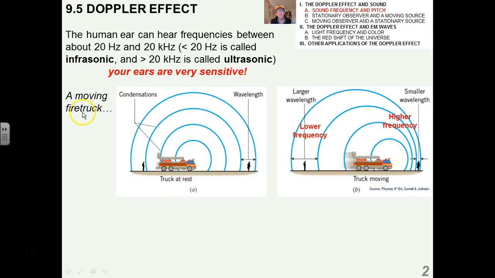So consider again a moving fire truck. This is essentially the same diagram I showed you in the previous slide. If the truck is at rest, the two people on either side hear the same frequency. You see the wavelength is the same distance on either side. As the truck is moving, what happens on the right-hand side is that the wavelength goes down because they get bunched up, so the frequency goes up. So the person on the right will hear a higher pitch. On the other side, lower frequency, greater wavelength, lower pitch.